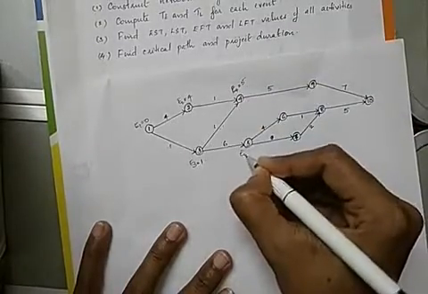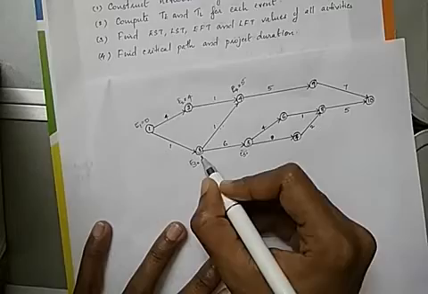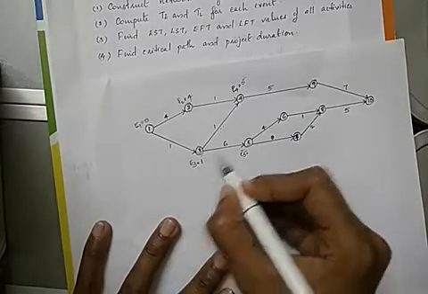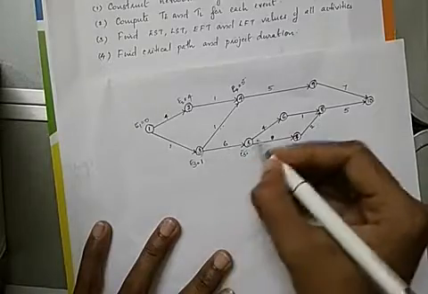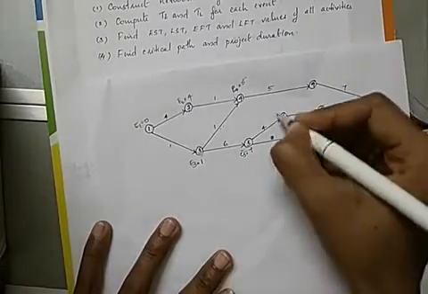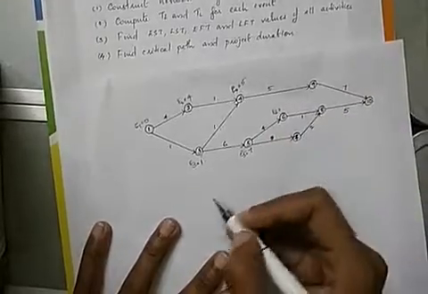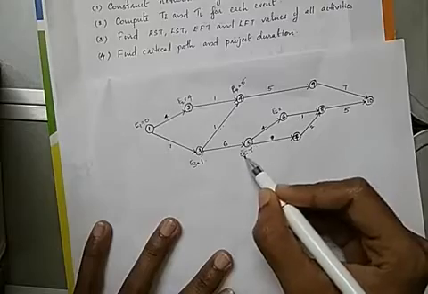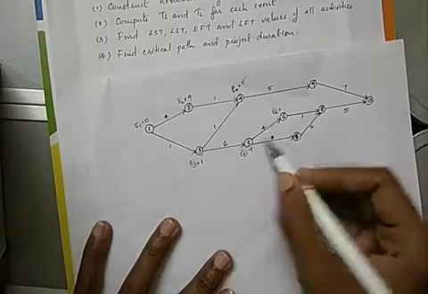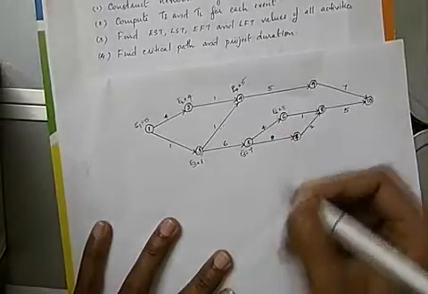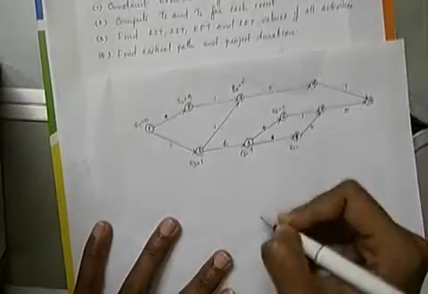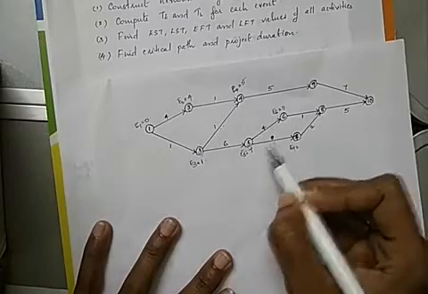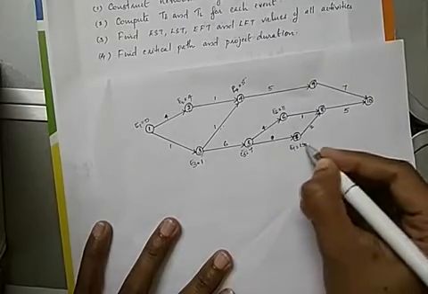Now, to find E5, we have only one previous event. That means add E3 plus 6. That is 1 plus 6, we get 7. Now E6. The previous event for 6 is 5. So E5 plus 4, 7 plus 4, we get 11. The next, E7: the previous event is 5. So E5 plus 8, that is 7 plus 8, 15.